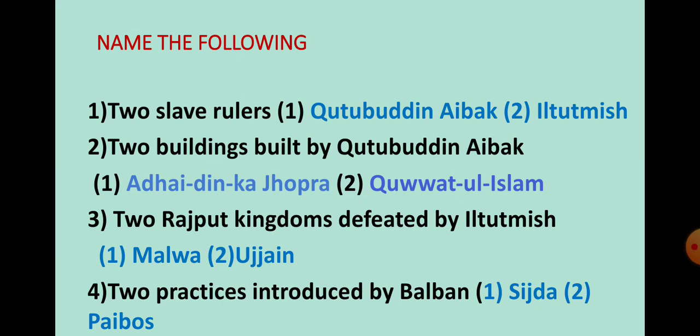First one is name the following. Two slave rulers, Qutbuddin Aibak and Iltutmish. Other names are also there, but you can write these too. Two buildings built by Qutbuddin Aibak, Adhai Din ka Jhonpra and Quwwat-ul-Islam. It's a mosque. Third question. Two Rajput kingdoms defeated by Iltutmish, Malwa and Jain. Fourth question. Two practices introduced by Balban, Sajda and Paibos.